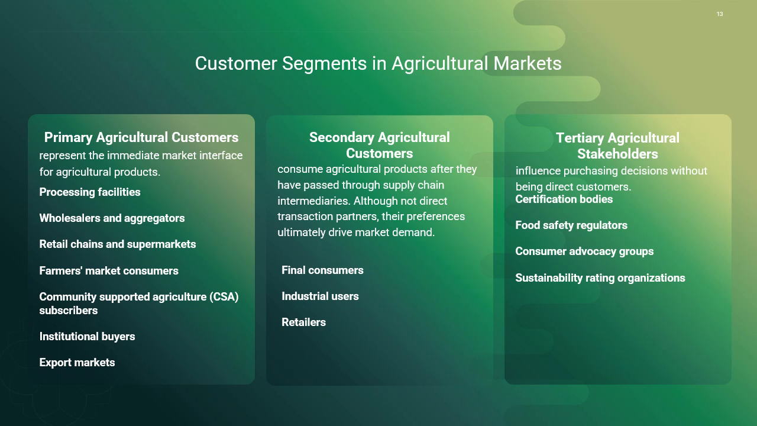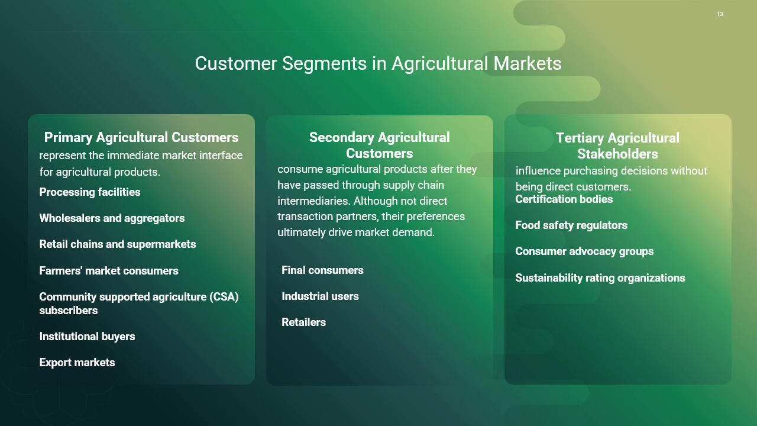Secondary agricultural customers consume agricultural products after they have passed through supply chain intermediaries. Although not direct transaction partners, their preferences ultimately drive market demand. Final consumers make purchasing decisions based on complex combinations of price, quality, health considerations, and social values. Industrial users employ agricultural products as inputs for non-food products with highly specific technical requirements. Retailers, when purchasing through wholesalers, represent another secondary customer layer with specific merchandising and margin requirements.